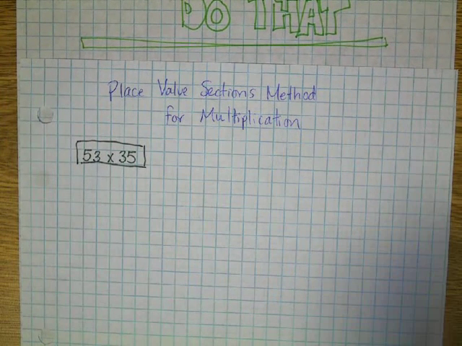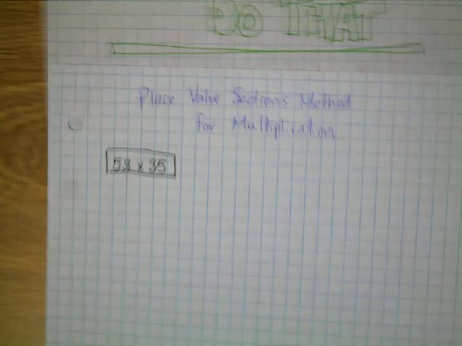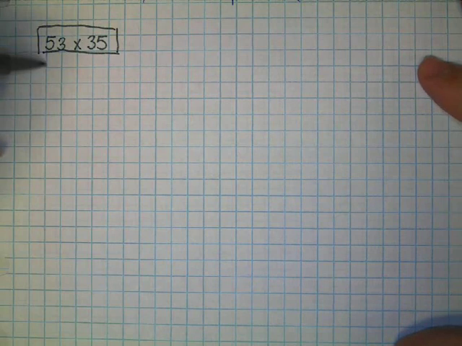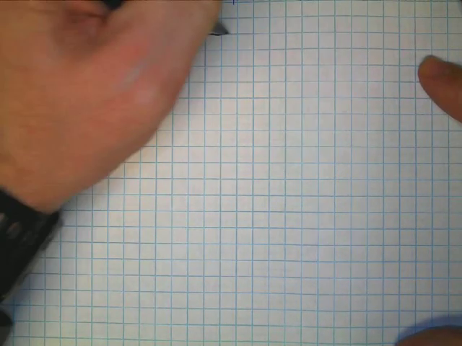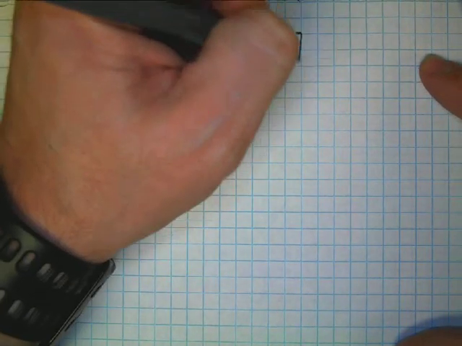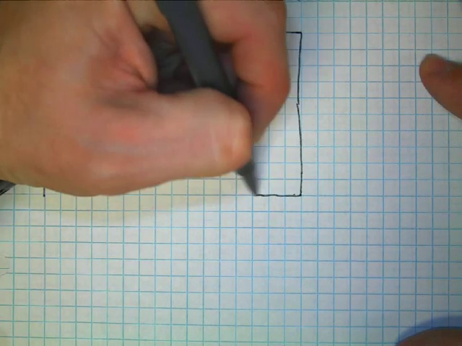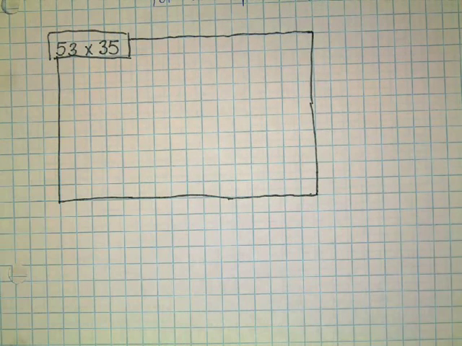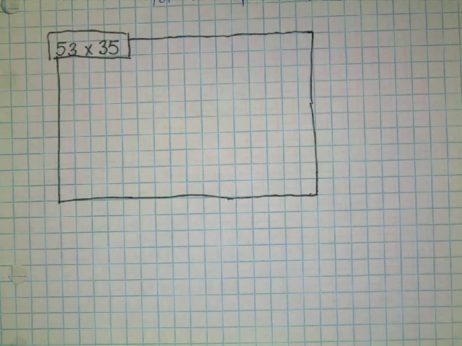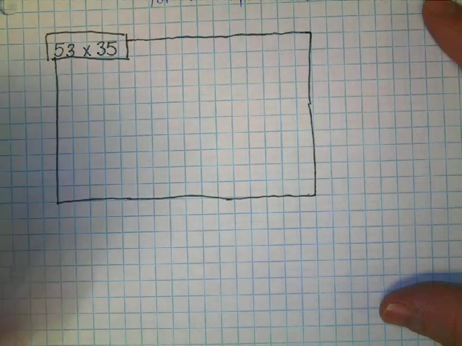The first step to doing the place value sections method is creating a large rectangle. We're going to create this large rectangle around where we have our multiplication problem already set up. Now, does the rectangle have to be any specific dimensions? No, not exactly. I'm not worried about that because we're not using this rectangle to measure. It's just going to be an outline for how we can set up our numbers, so hopefully it's a little bit easier to do our multiplication.